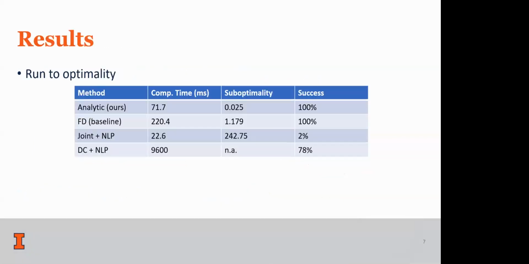Here, we show the results. Our method is about 3 times faster than finite difference baseline and has smaller suboptimality, which measures the quality of the solution. We believe it gets better solution since it has more accurate gradient computation.